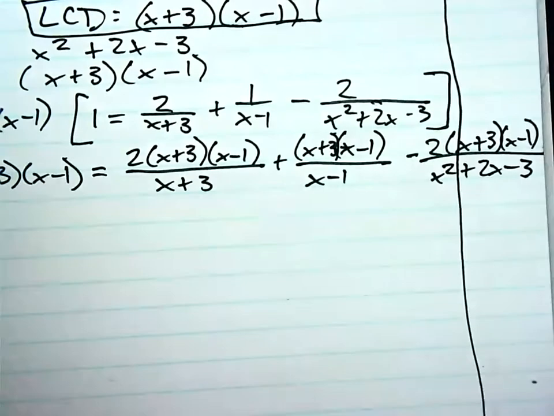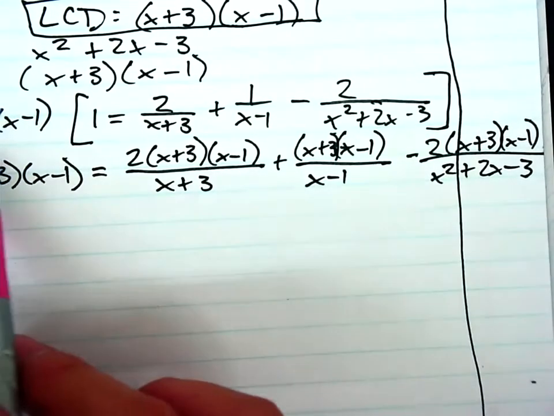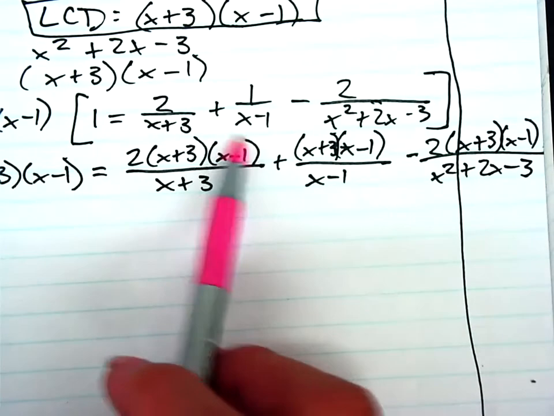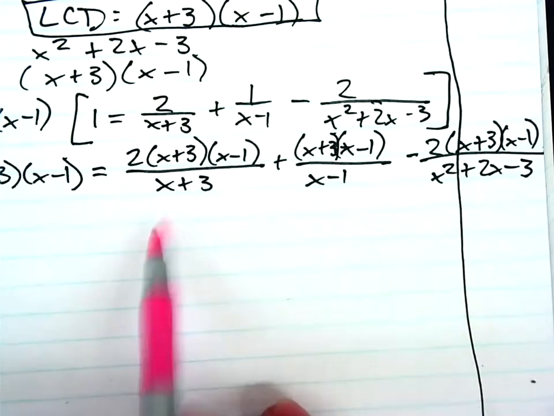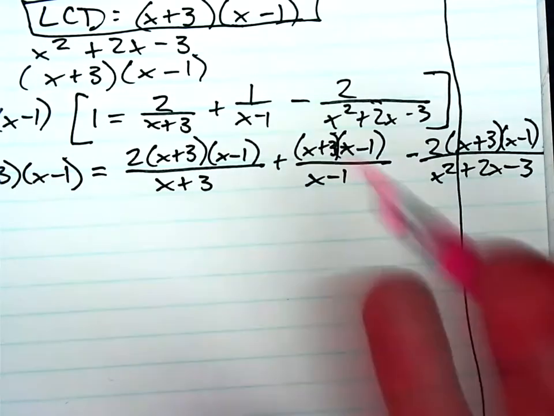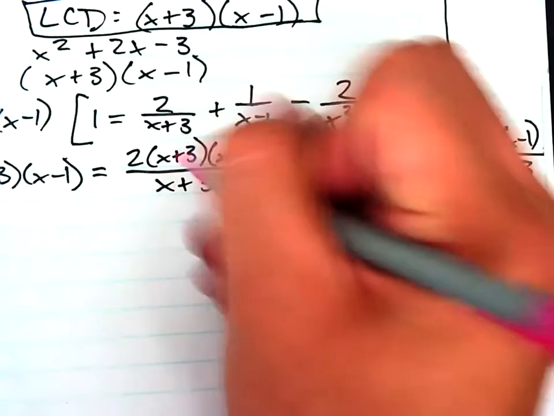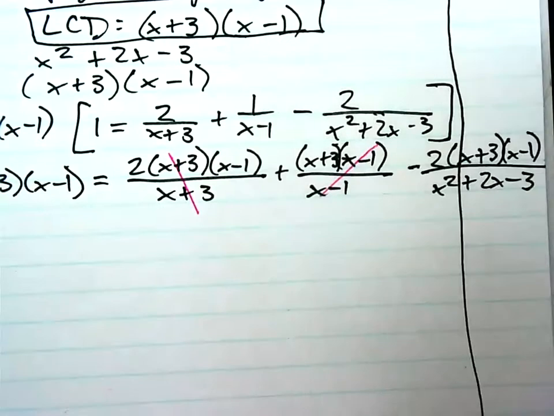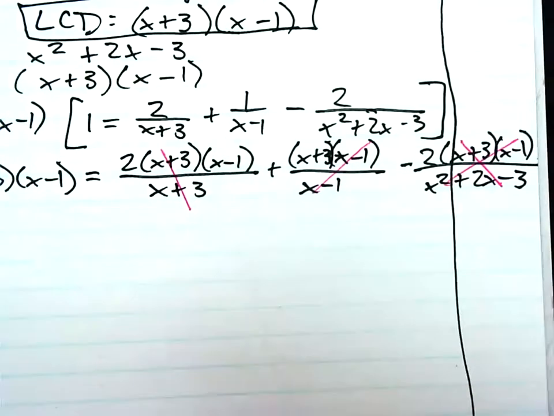Alright, so I'm going to go ahead and cancel out what I can. Notice that when I multiplied by everything, I wasn't actually trying to get a common denominator, but I was multiplying the numerator by my LCD. The reason is because I want to cancel these out. I want to cancel that out. And I want to cancel this entire thing out.